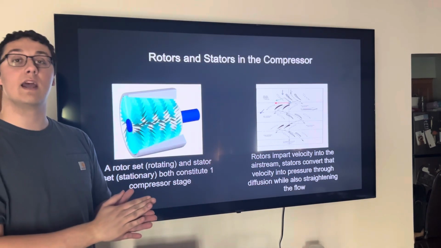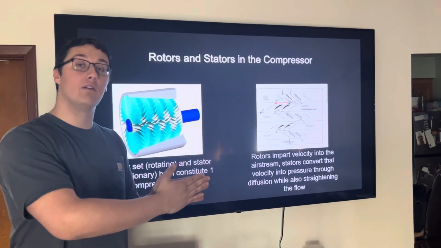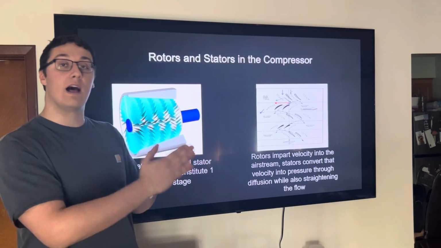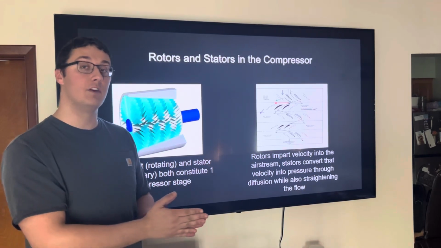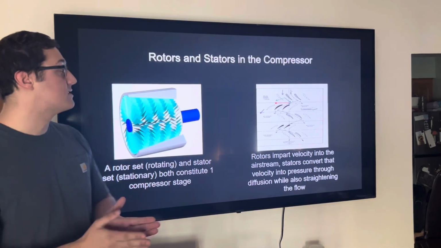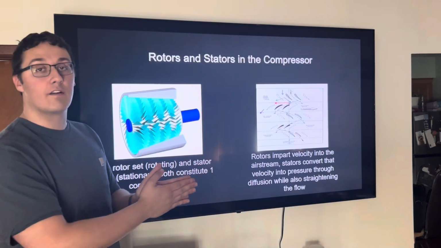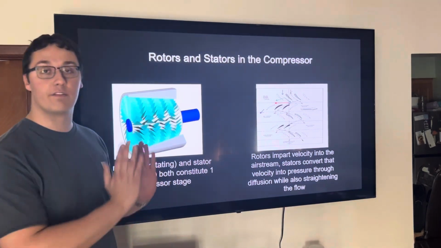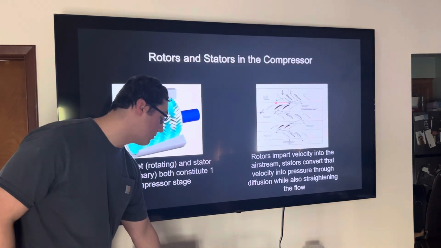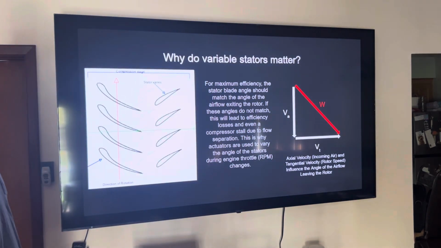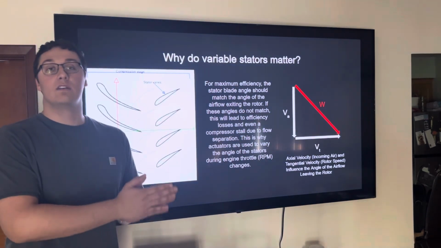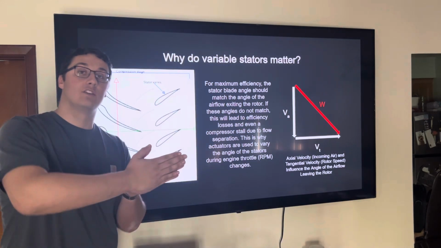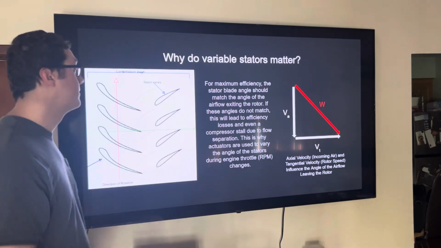And the purpose of the stator is to catch the airflow leaving the rotors and turn that velocity energy into pressure energy through diffusion. At the same time, it guides the airflow to the next set of rotor blades, so it keeps the flow going straight into the rest of the jet engine. So why is it important that our stators are variable, meaning that they can actually change the angle of incidence?